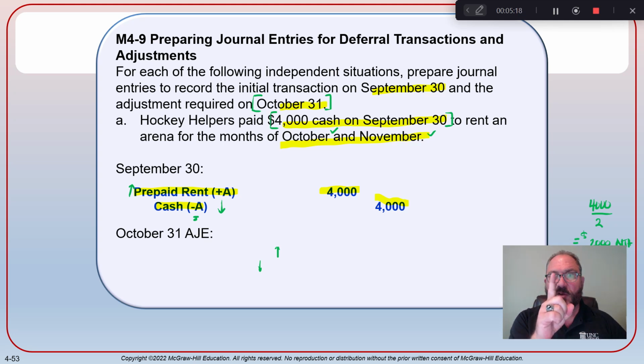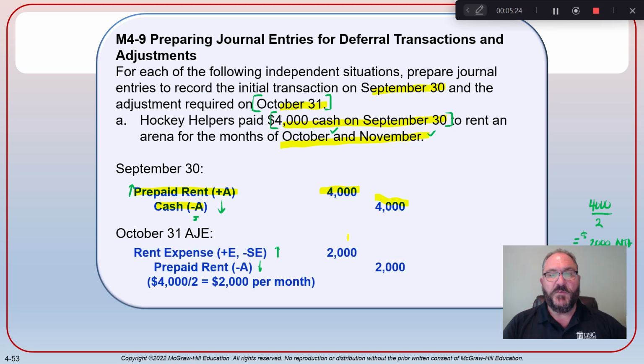Now, we have an adjustment on October 31st. So 1 month later, 1 month, right? So what are we going to do? We're going to use $2,000 of this, right? So we're going to have rent expense of $2,000. That's increasing our expenses, lowering stockholders' equity, and then we're going to lower that prepaid rent. By the way, how much rent is left? 1 more month for November, right? So there you go. Just have to follow what it is, pay attention to the dates, pay attention to the information, and it's not that hard to do.